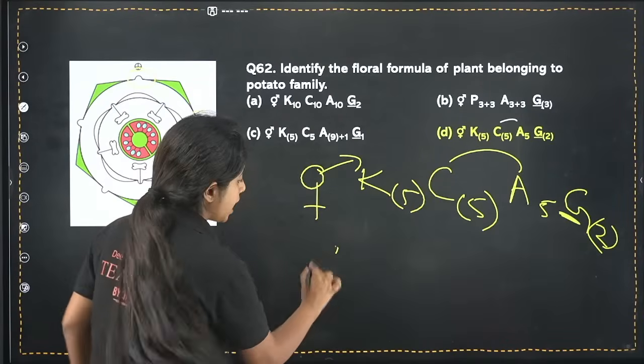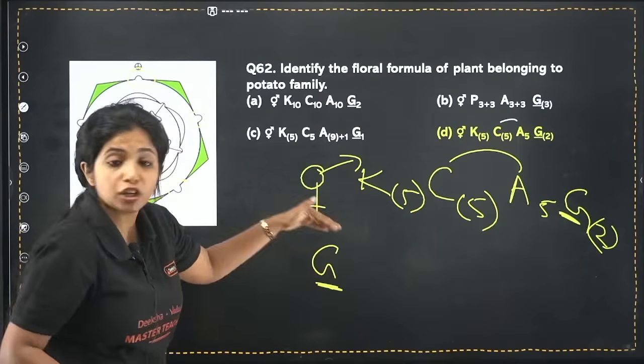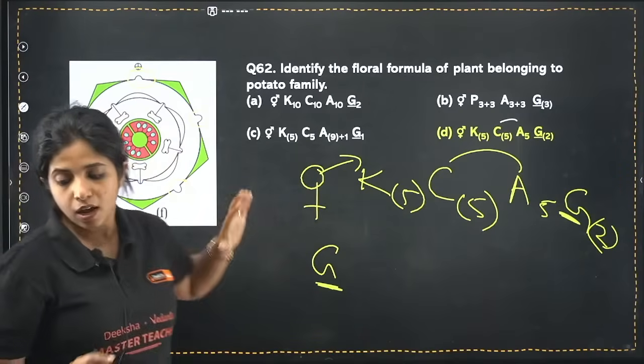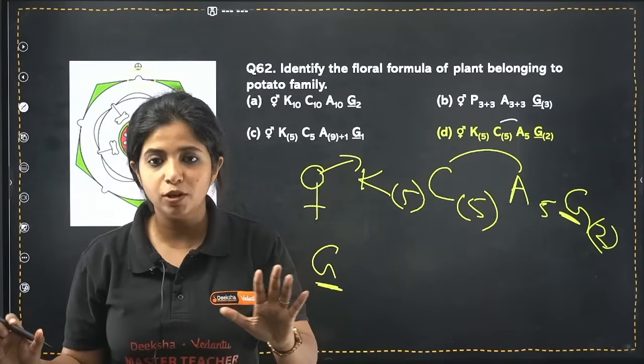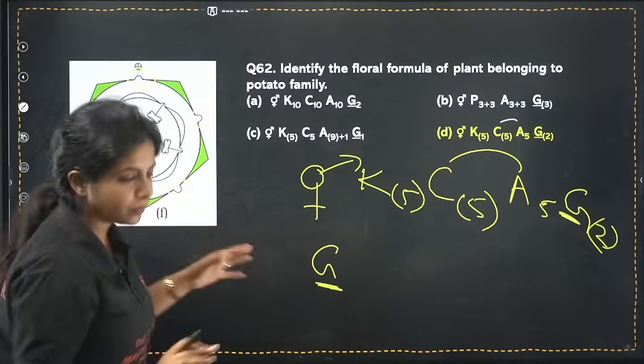That is why you denote it as G and you put a dash below it. That means it's superior. Superior means it will be in the middle. Only superior cases are going to come in your examination. Nothing else. Okay, cool.